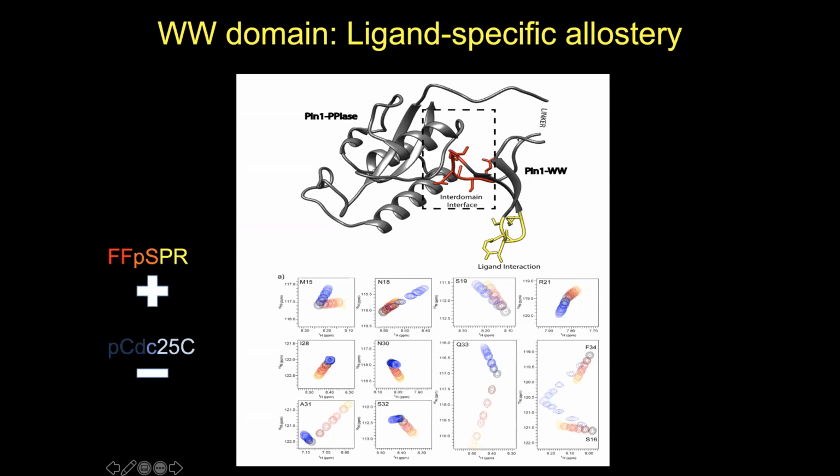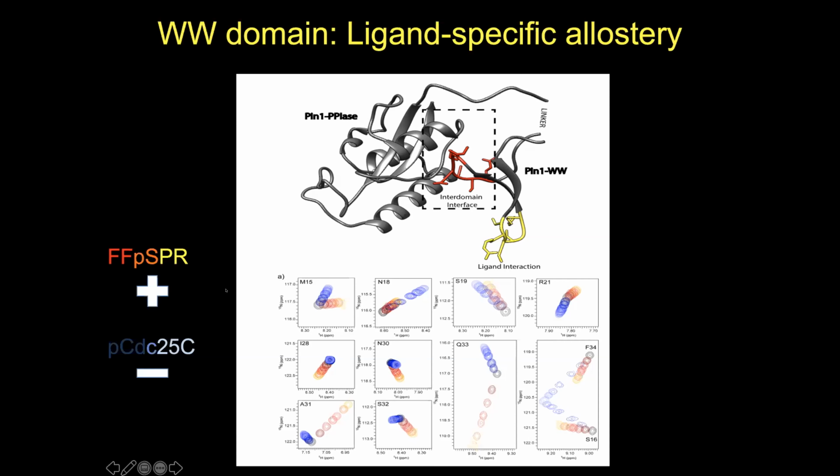domain. It's the one shown here, and it has a binding site for different ligands with a specific sequence. And the larger domain, the PPIase domain over here, also has this binding site and is the catalytically active protein. Now, as I said, we're only focusing on the WW domain over here.